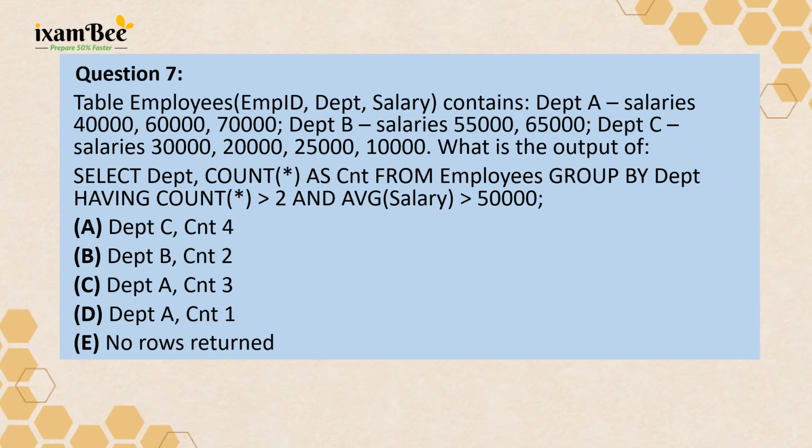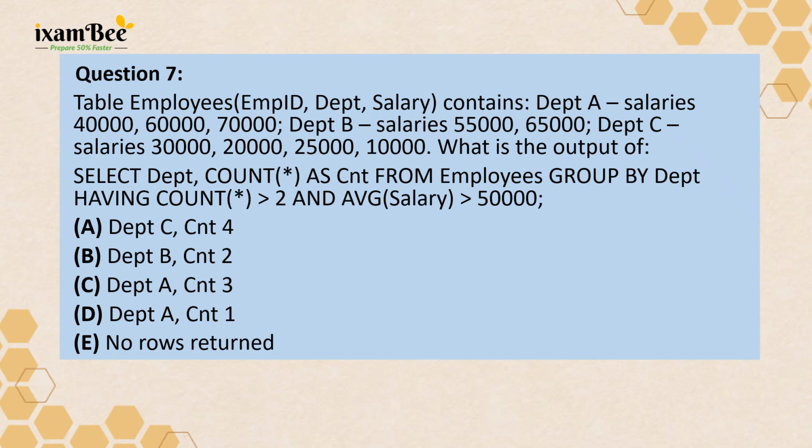So let's check each department against both having conditions. Department A has a count of 3 and its average salary is 40,000 plus 60,000 plus 70,000 divided by 3, which is about 56,667. That satisfies both count greater than 2 and average greater than 50,000. Department B has only 2 employees, so it fails the count condition immediately and drops out.